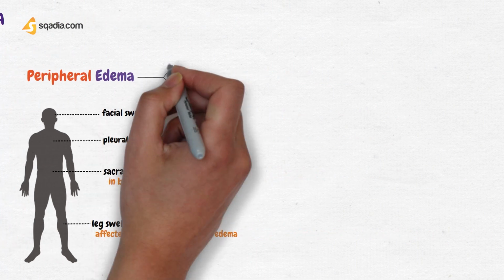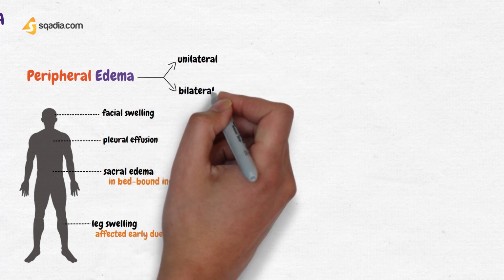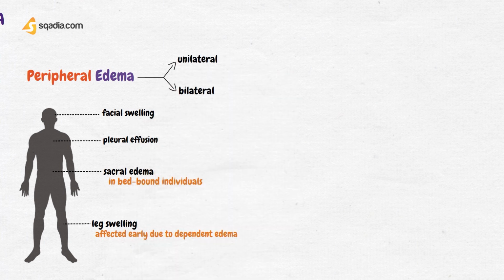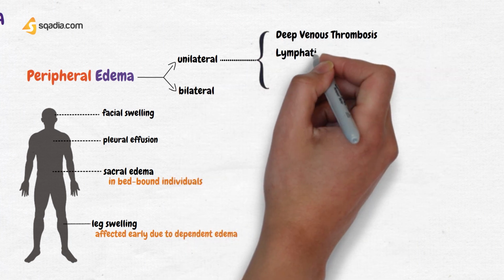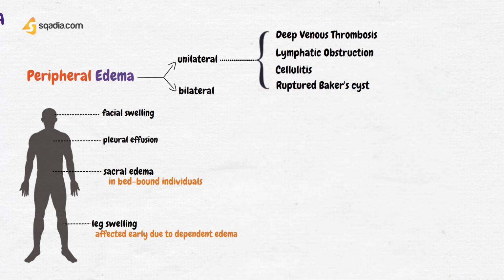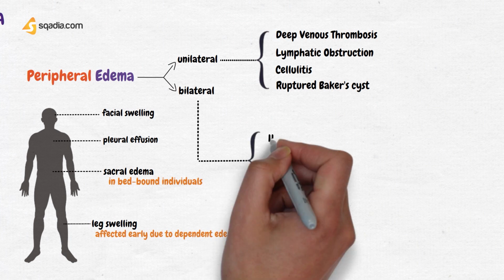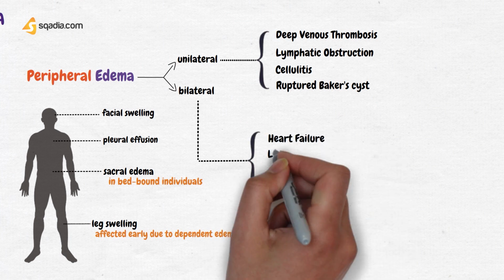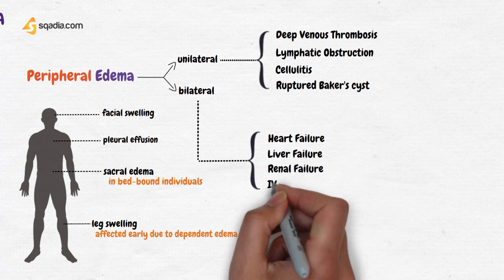Peripheral edema can be divided into two types, unilateral and bilateral. We'll enlist all the causes here first, then talk about them in detail. Unilateral edema is seen in deep venous thrombosis, lymphatic obstruction, cellulitis, and ruptured Baker's cyst. Bilateral edema is seen in heart failure, liver failure, renal failure, and inferior vena cava compression.